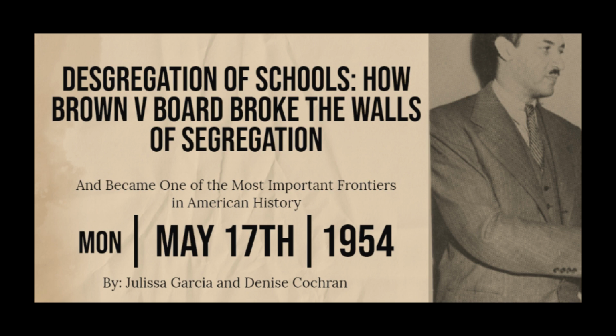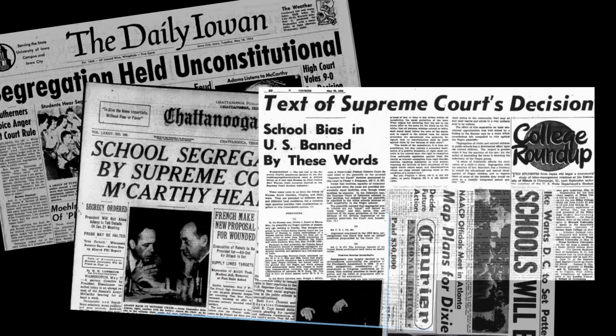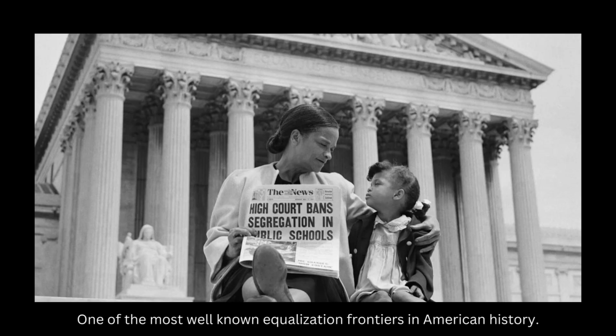Desegregation of schools. How Brown v. Board broke the walls of segregation and became one of the most important frontiers in American history. In early 1951, Linda Carroll Brown was denied access to the all-white Sumner School in Topeka, Kansas. She didn't know it yet, but her denied entrance would be nationally known as Brown v. Board, one of the most well-known equalization frontiers in American history.